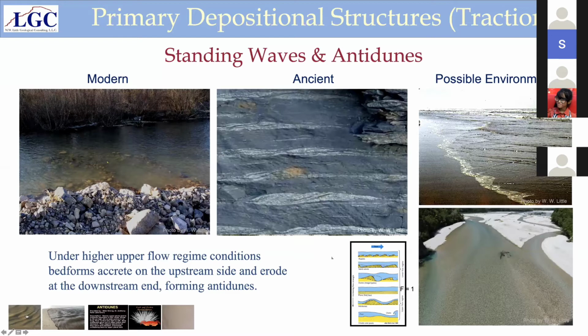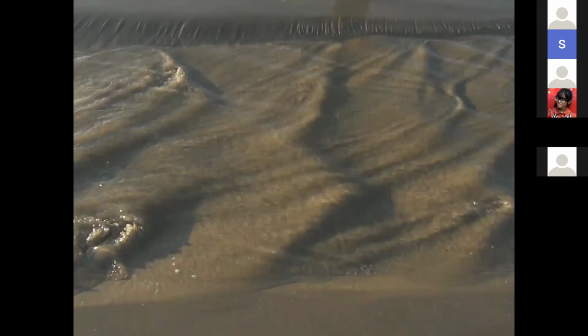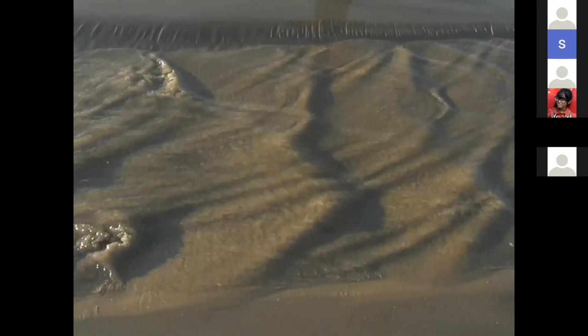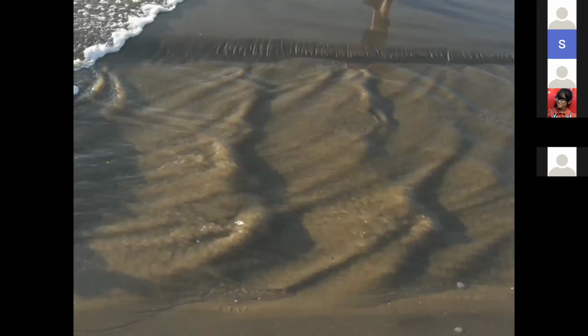I've got several, even though this is the least likely structure you're going to find in the rock record, I have more videos because it's very interesting. Okay, here's an example of standing waves. This is a creek that is crossing a beach. It is moving very quickly, but you see how the ripples are not moving? So this is again, pretty much a balance between the deposition and erosion, and the ripples are staying put.